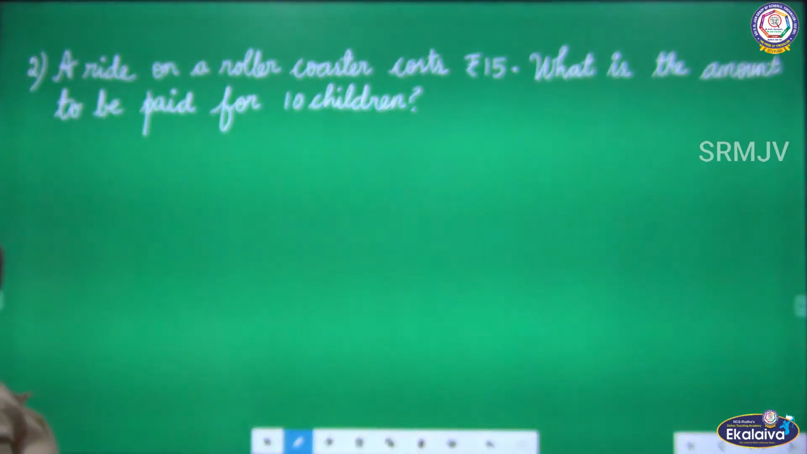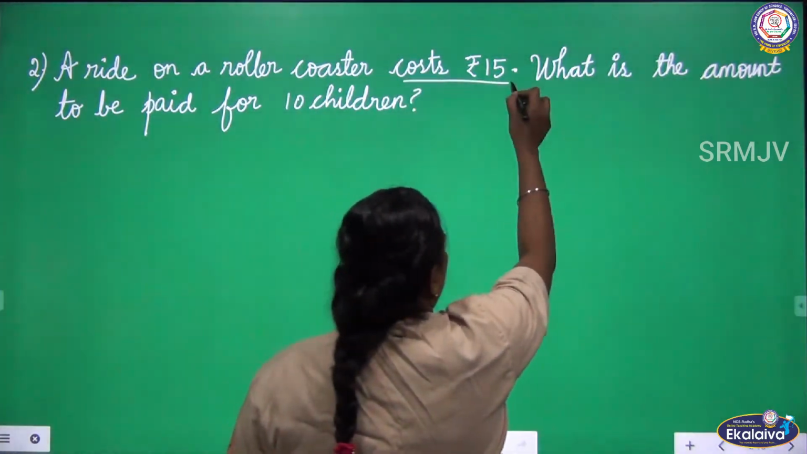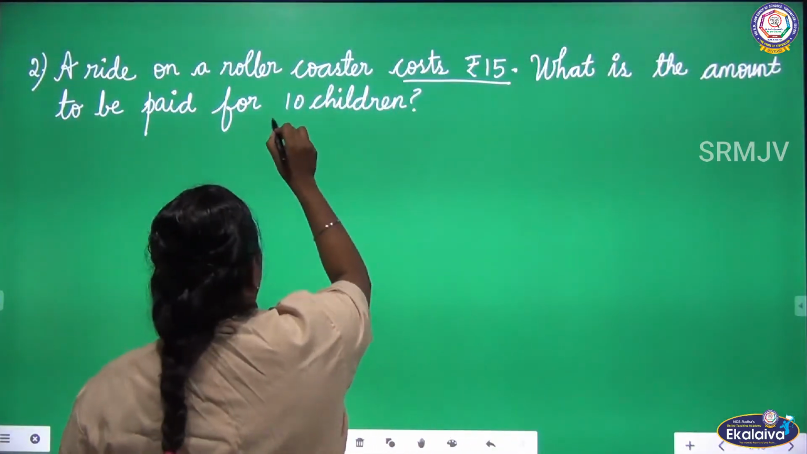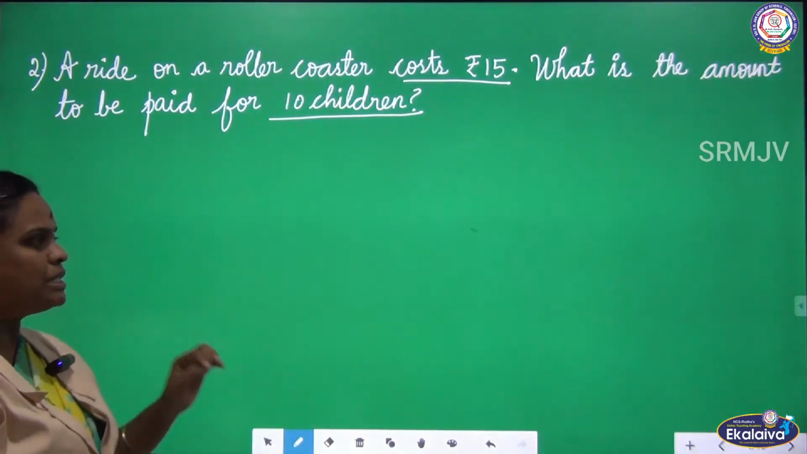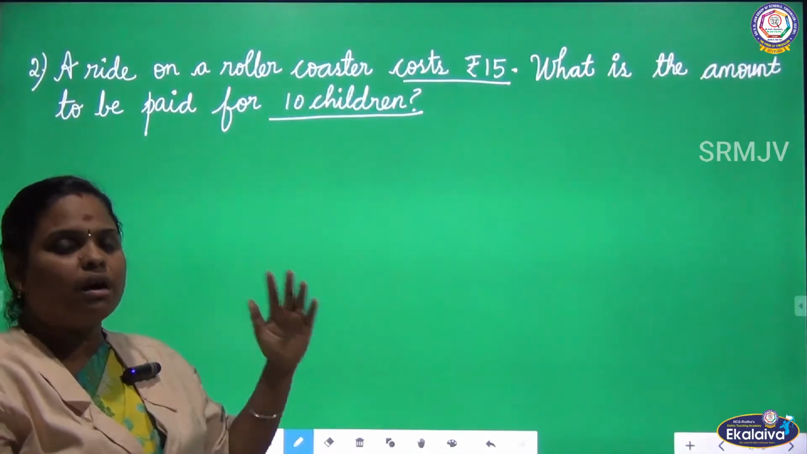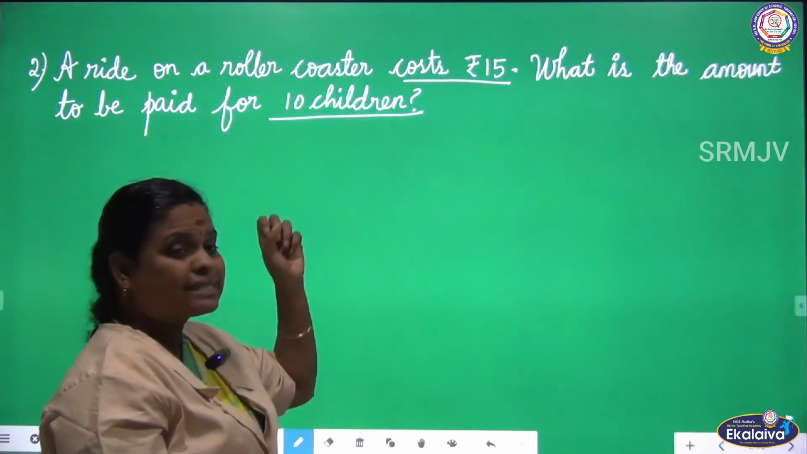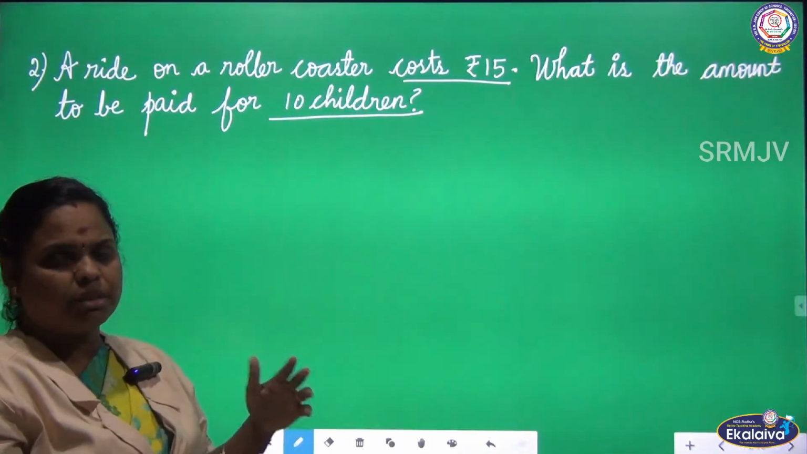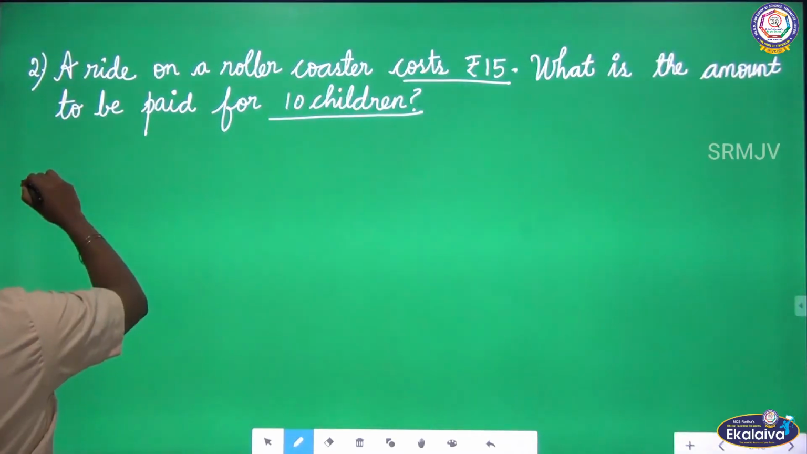Next one, a ride on a roller coaster costs rupees 15. What is the amount to be paid for 10 children? So the cost of one ride is 15 rupees, they have given. So for 10 children, what is the amount to be paid? So what we have to do? They are asking for 10 children, so if they are asking for many, we are going to multiply.